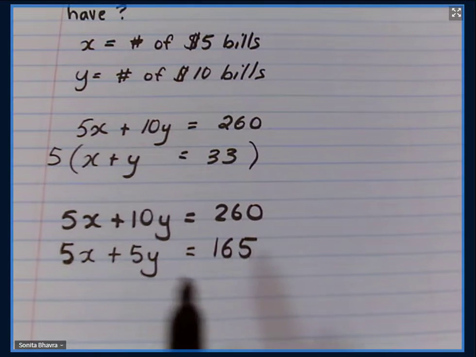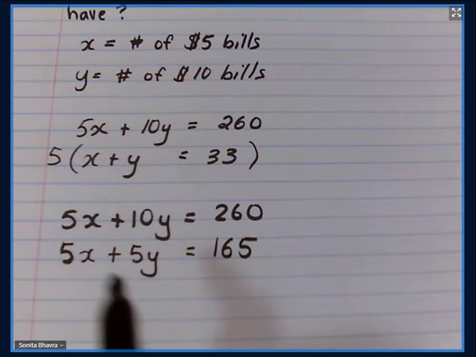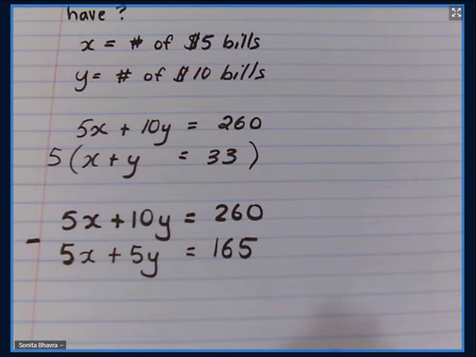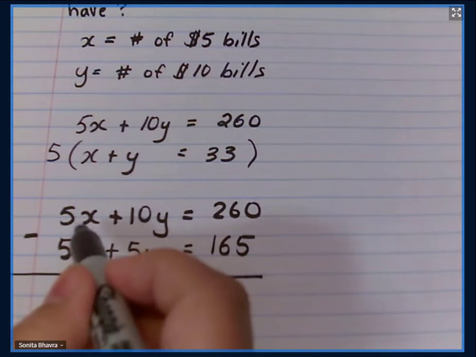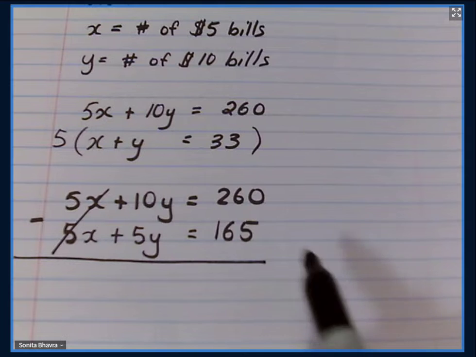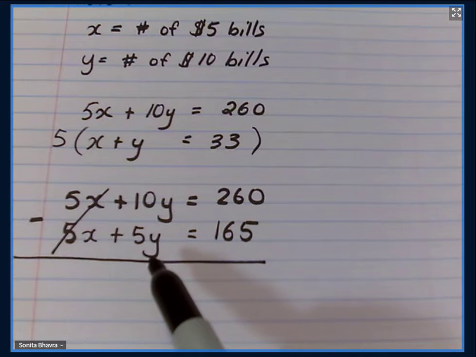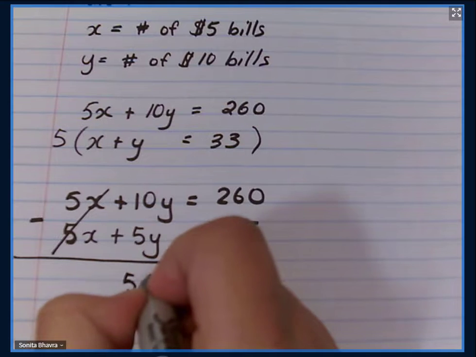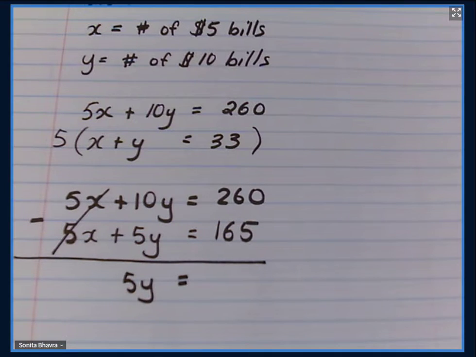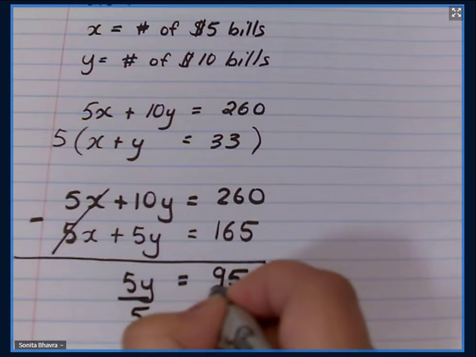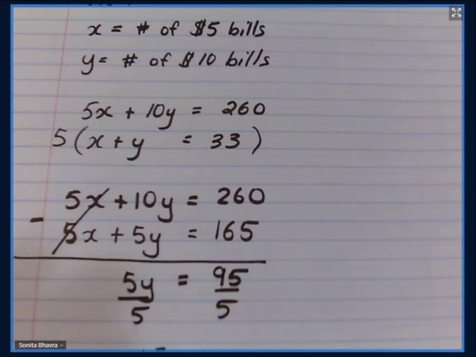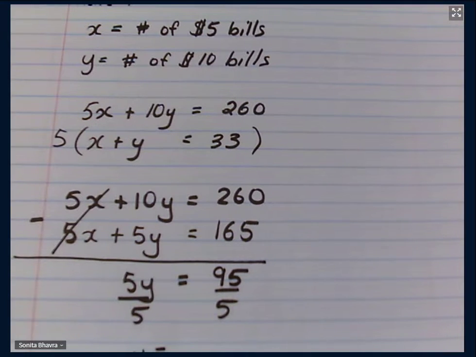All right, so I have a 5x and 5x, so I can subtract the two equations to eliminate the x variable. So 5x minus 5x, that's gone. 10y minus 5y leaves me with 5y. And then 260 minus 165 is 95. Divide by 5 on both sides, and we get that y is equal to 19.